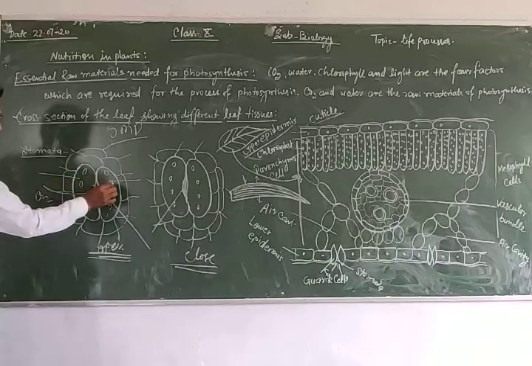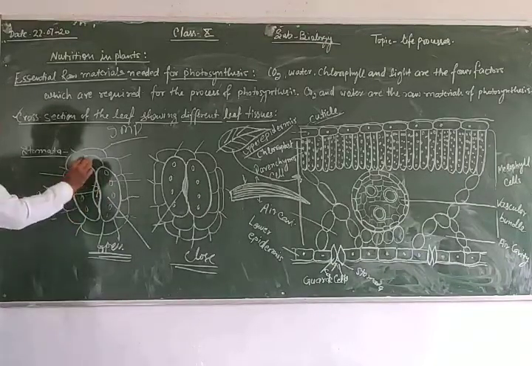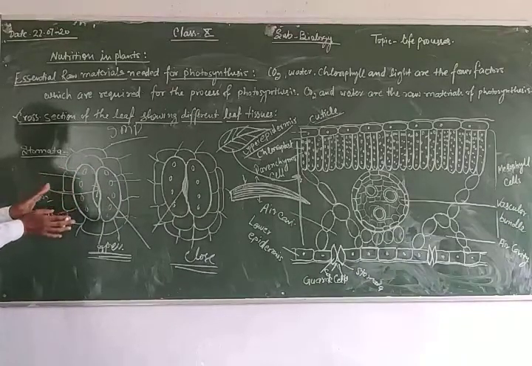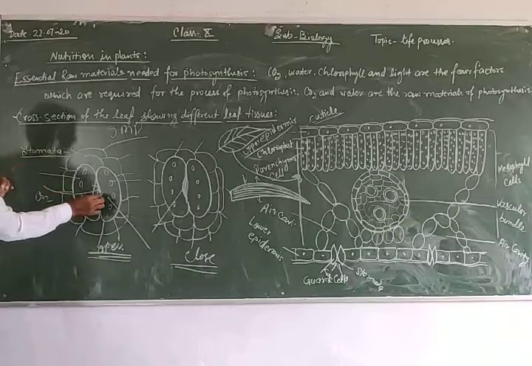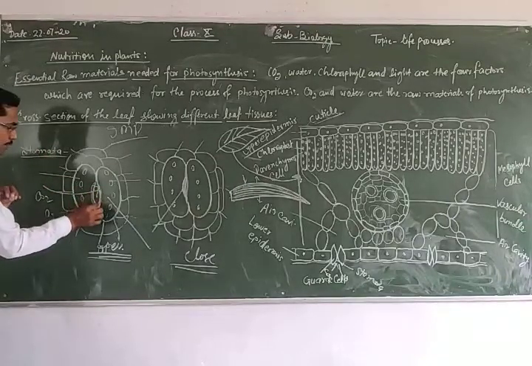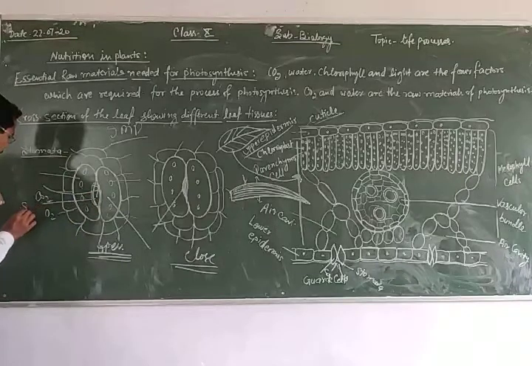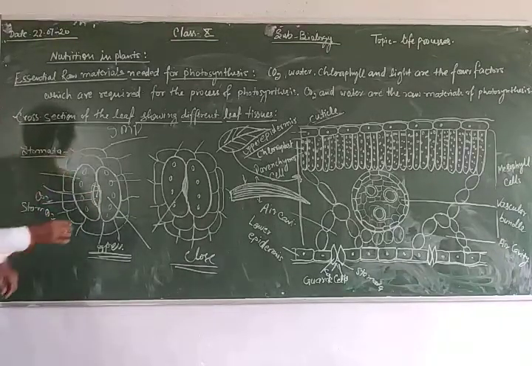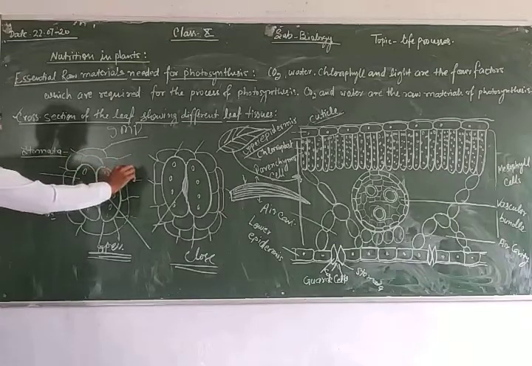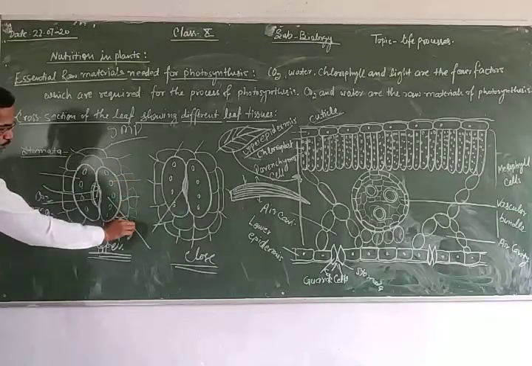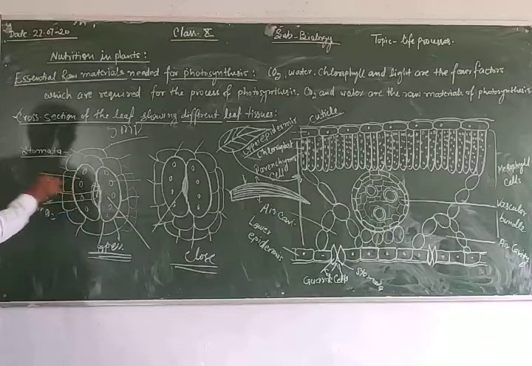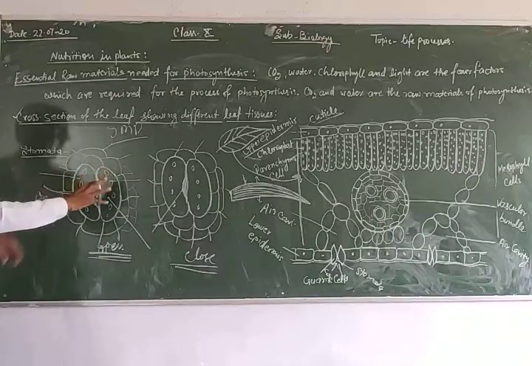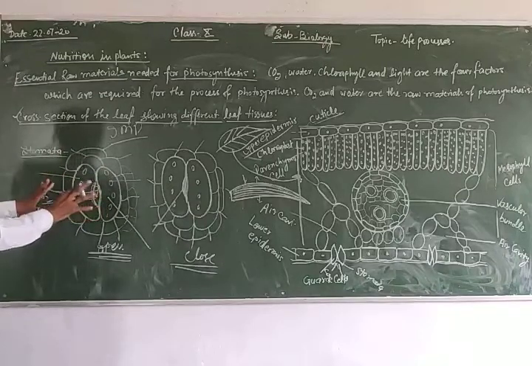These guard cells are responsible for opening and closing of stomata. Here the chloroplast is present. When they absorb water, they become turgid. When they become turgid, this pore is open, and this pore is also known as stoma. See here, these cells which are attached to the guard cells are called subsidiary cells. These are helpful in formation of this structure.